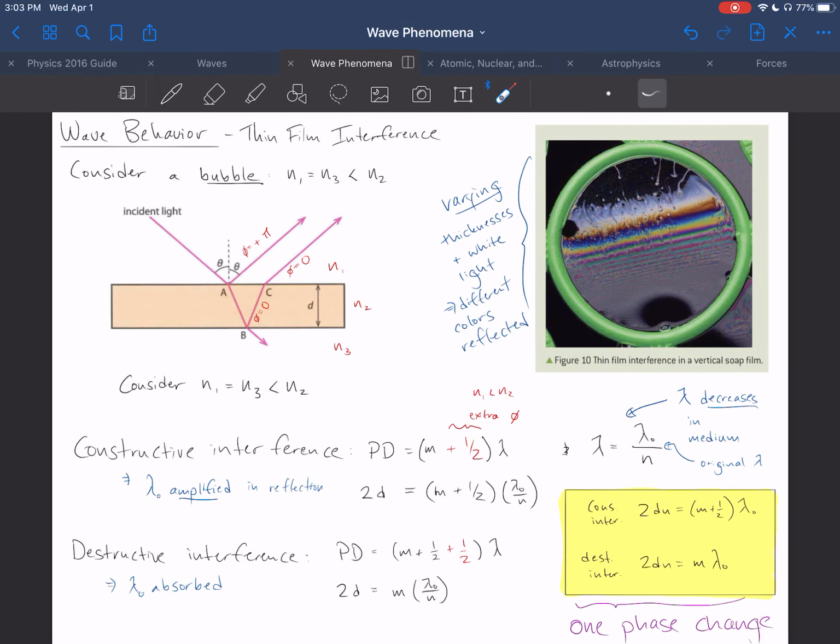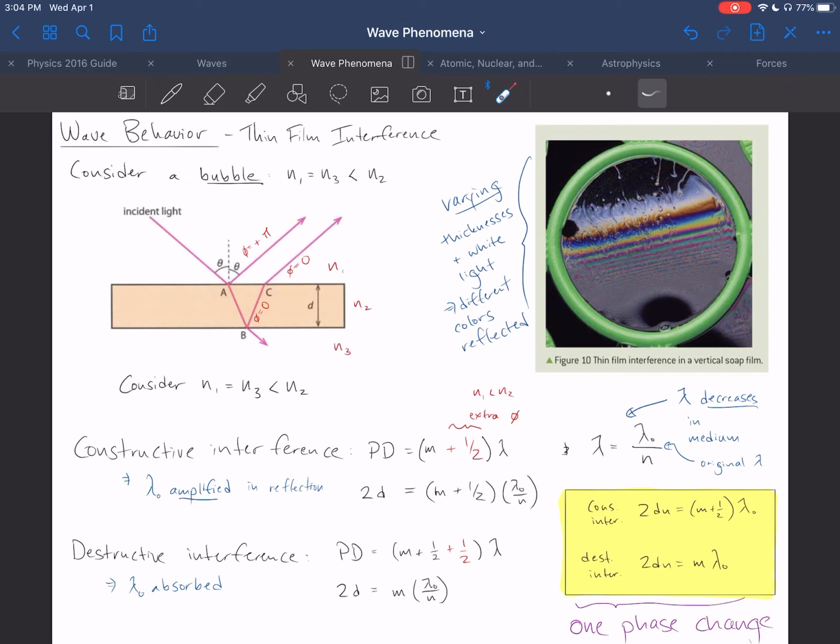All right, now we have the tools to find the equations. The first situation we'll consider is that thin bubble. In particular, we will consider the case where n1 is equal to n3, and both of those indices of refraction are less than n2. This is the situation of a thin soap film, for example. At boundary A, because n1 is less than n2, we get an additional phase shift of pi. At B, however, because n3 is smaller than n2, we do not get the same phase shift, and same for the refracted ray out at point C. So we only get one phase shift in the three interactions at A, B, and C.